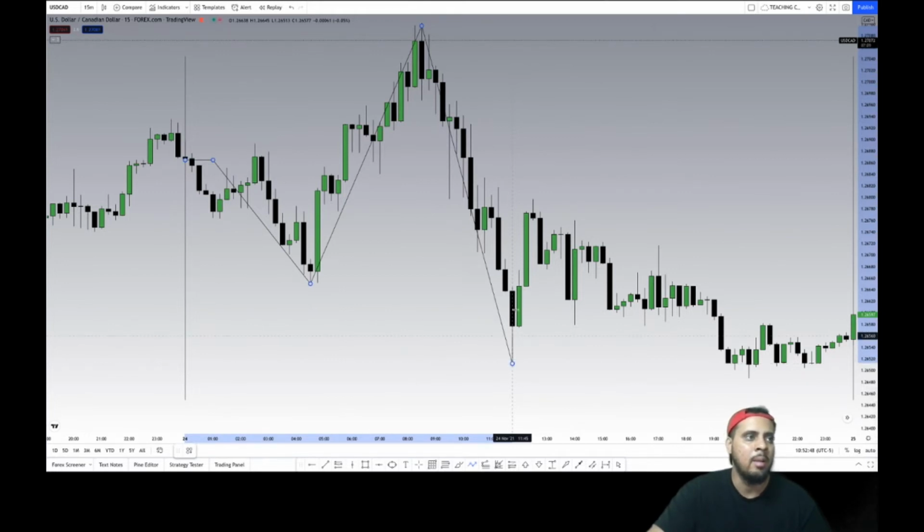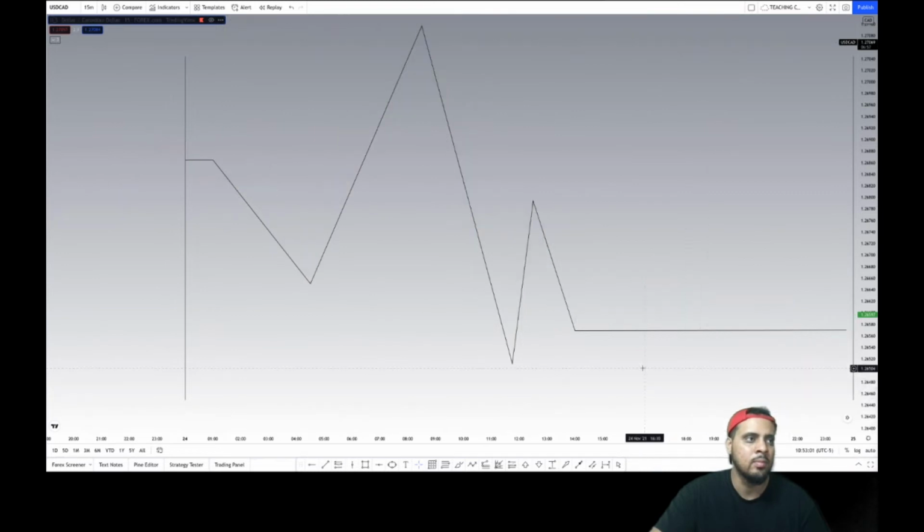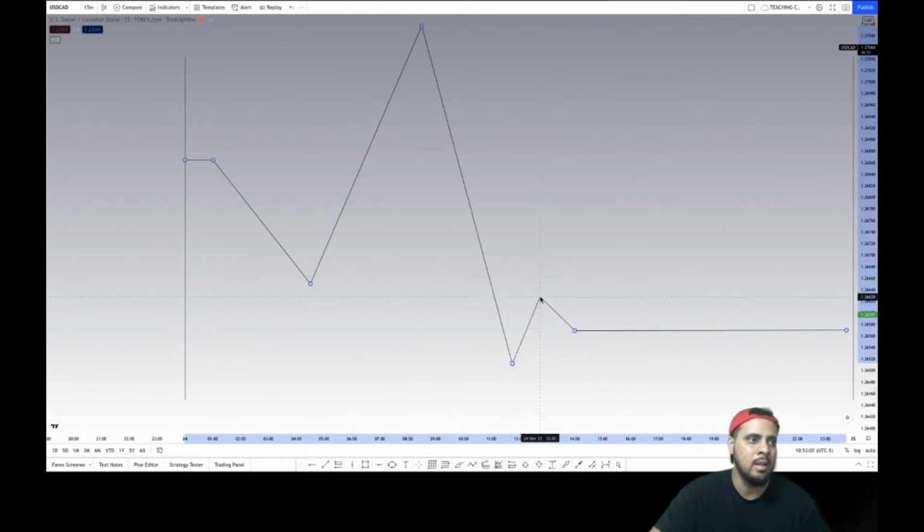Okay? I'm not concerned about this pullback here. What I'm looking at is primarily the fact that price closes here. Okay, so if I remove the candles, this is what that day looks like. Okay, it's not going to always be perfect. Sometimes it'll look like this. You know, it doesn't always have to be a perfect swing.